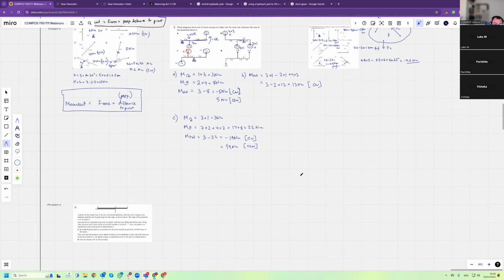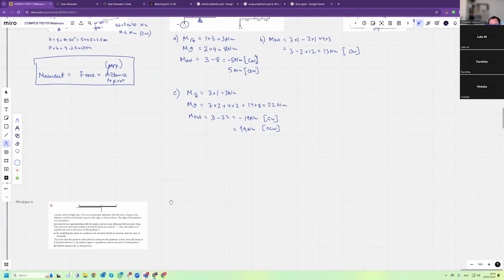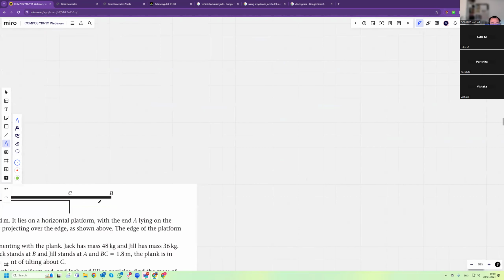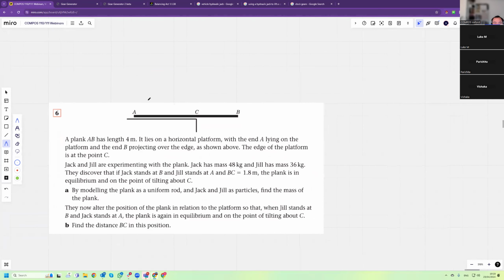So let's do a sort of a real application. Apologies. So we have a plank AB. Plank AB has a length of 4 meters. It lies on a horizontal platform with the edge A lying on the platform and B is over the edge.